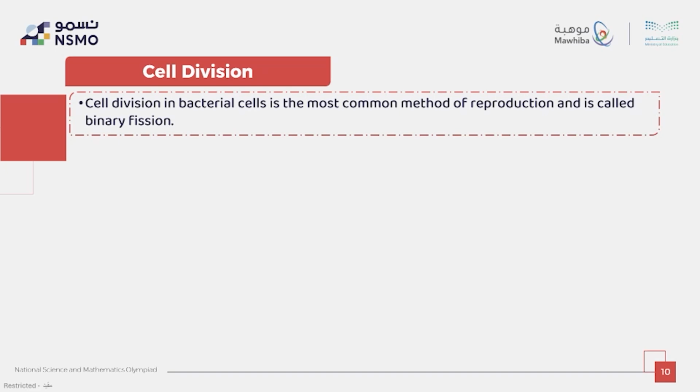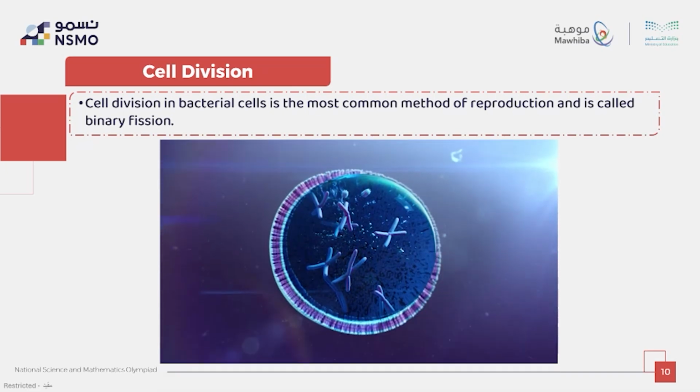This type happens mostly in bacteria because it's simpler and faster. Okay, look at this clip. In this clip, we'll see a bacterial cell dividing into two identical cells. And this allows bacteria to reproduce extremely fast when conditions are favorable.